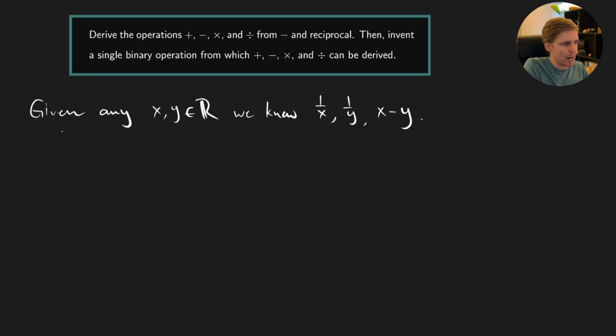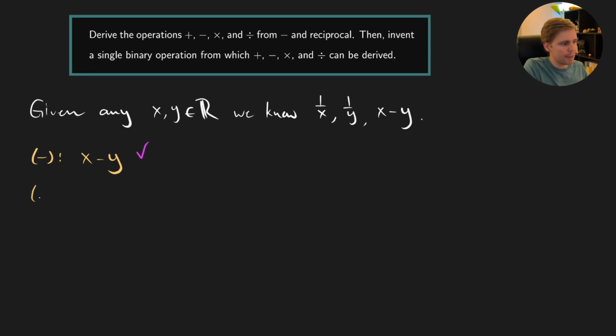Well, for subtraction, we're already given this. So we already know how to find x minus y for any two real numbers. So that's just done. The other operations are going to take a little bit of work, and if you want to try that out before we jump into it, go ahead and pause here.